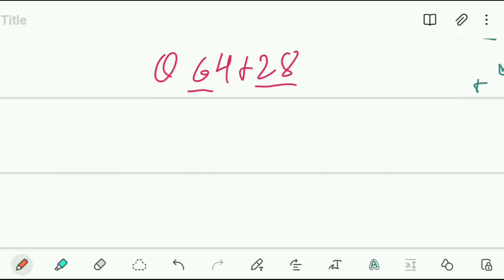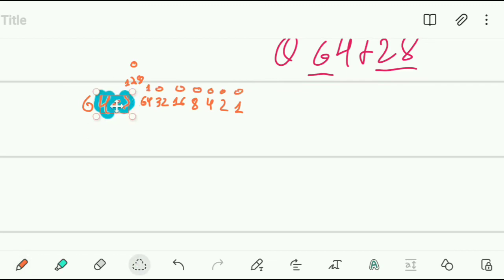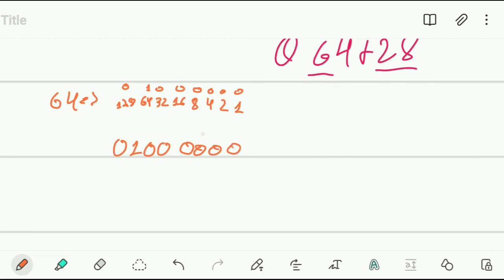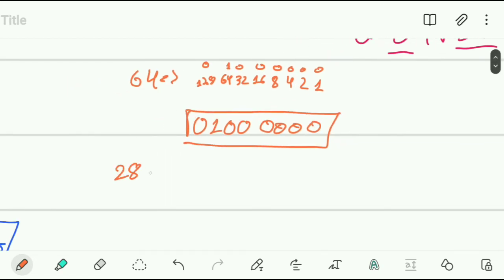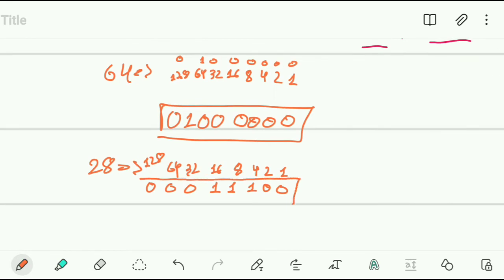Let's just say if I do this. The binary representation of 64 would be, 1, 2, 4, 8, 16, 32, 64, 128. This is 0, this is 1, 0, 0, 0, 0, 0, 0. So this is the binary representation of 64. And what is the binary representation of 28? 1, 2, 4, 8, 16, 32, 64, 128: 0, 0, 0, 1, 1, 1, 0, 0. This is the binary representation of 28.